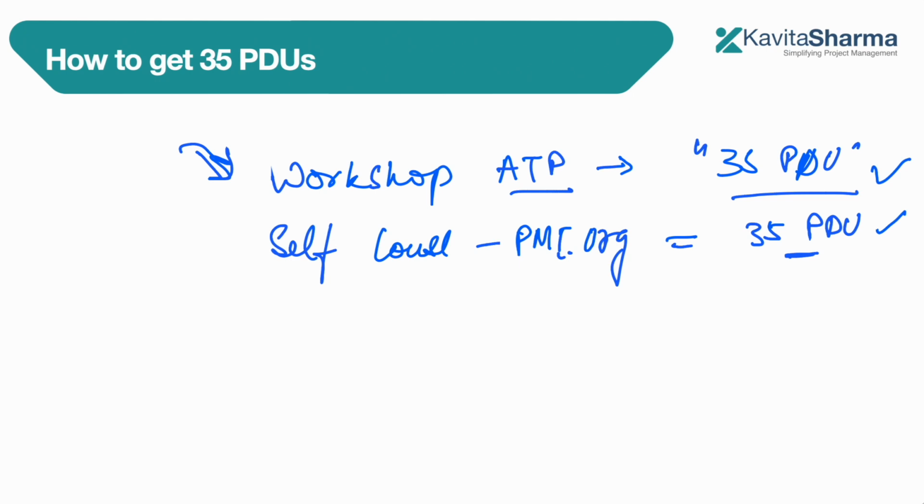Some people try some self-study courses or some unauthorized trainer courses, and they get 35 PDUs through those resources.